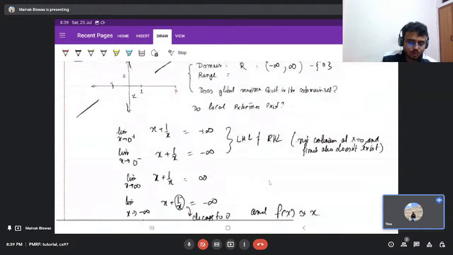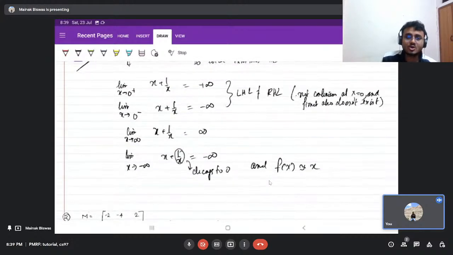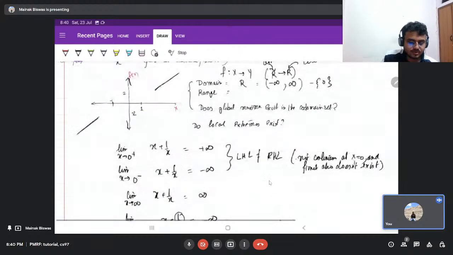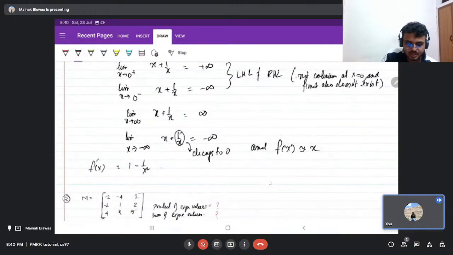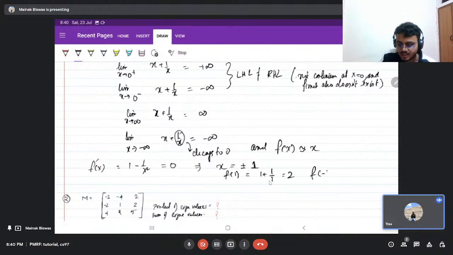So now we'll have to see the extremas of the function which are not at the endpoints. What we can do is take the derivative of this function. So we get 1 minus 1 over x square. The derivative of x is 1, and you can just use the basics of derivatives and set it to 0, and you will get x is equal to plus minus 1. At x equal to plus minus 1 you have extremas. So you put in the values: f of 1 is equal to 1 plus 1 by 1, that is 2, and f of minus 1 is equal to minus 1 minus 1, that is equal to minus 2.